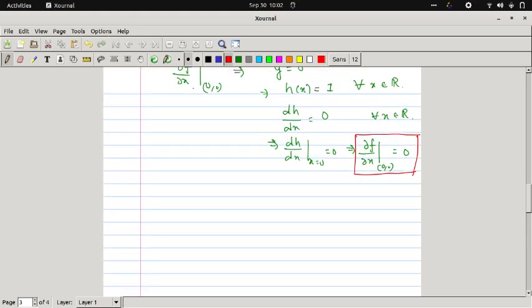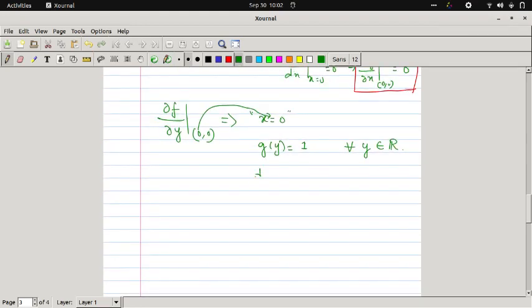Now what about dou f by dou y at the origin, dou f by dou y at 0, 0? Now we fix the plane x equal to 0. Then g of y equals 1 for all y belonging to the real line R. Then dg by dy is 0 for all y in R. So dg by dy at y equal to 0 is also 0. This implies dou f by dou y at 0, 0 is 0.